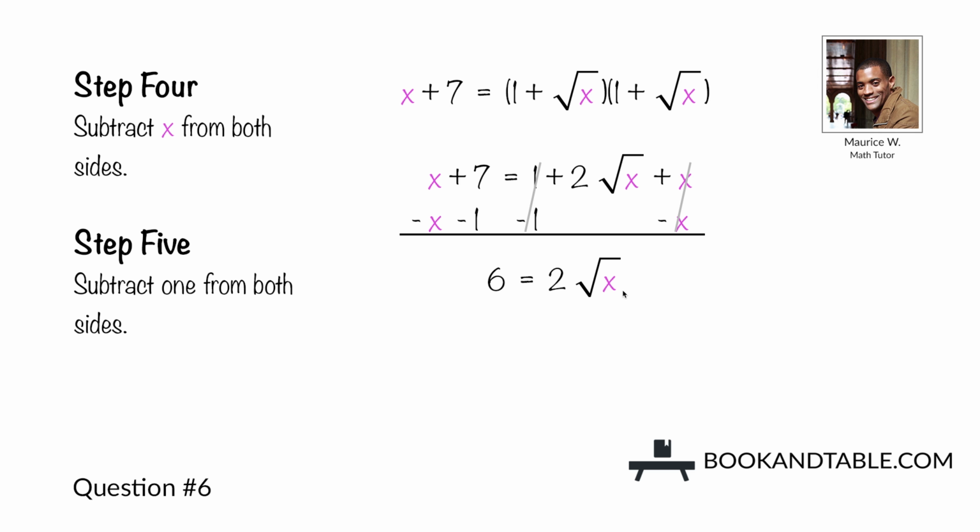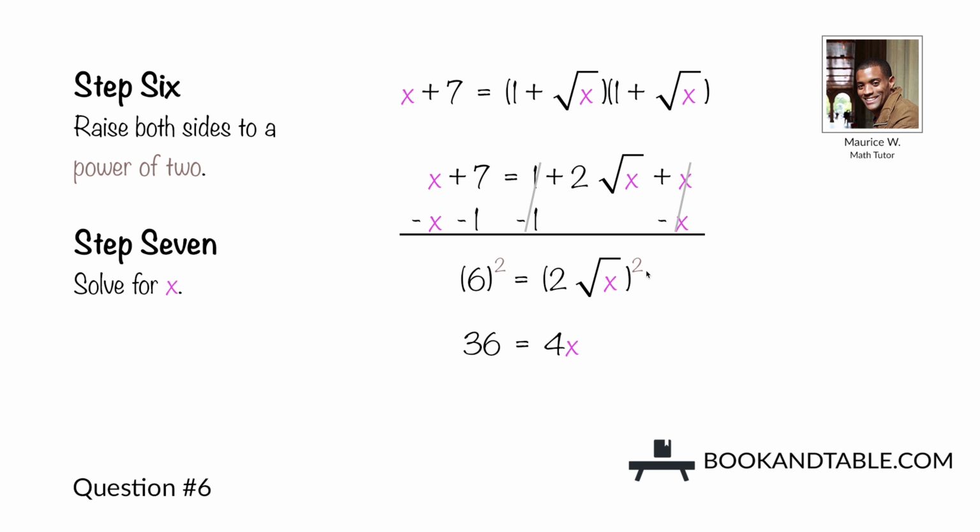And now that we've isolated the second radical, we can raise both sides to a power of 2 to get rid of the radical. 6 squared is equal to 36. 2 squared is equal to 4. The square root of x times the square root of x is equal to x. Now we can solve for x by dividing both sides by 4. 36 divided by 4 gives us x is equal to 9.